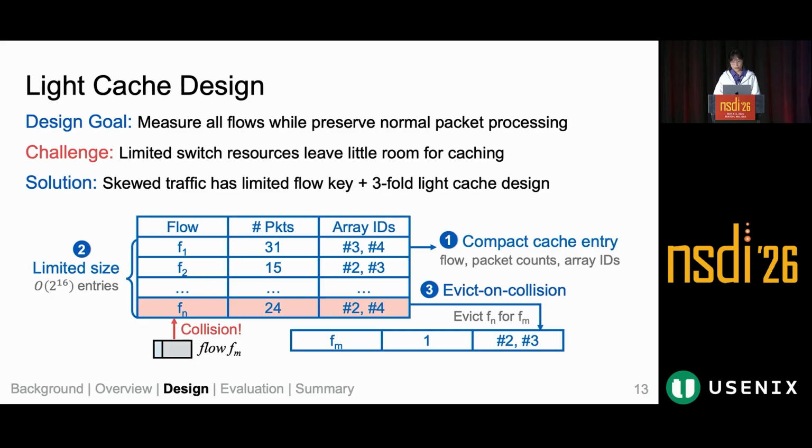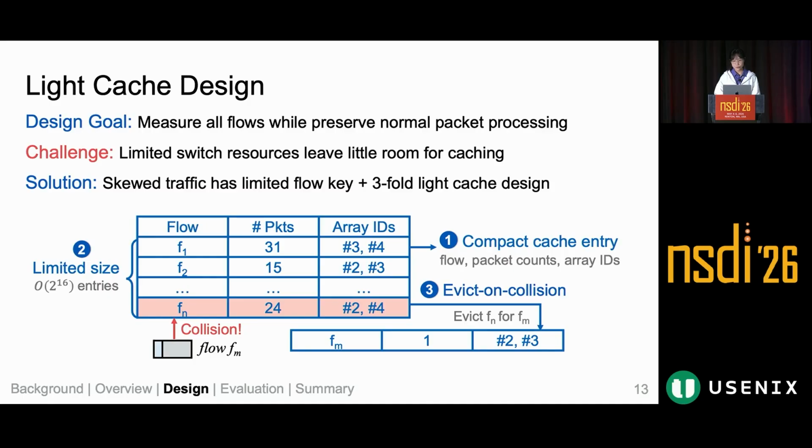The challenge is that switch resources are limited. We cannot simply cache every packet. So SketchPipe uses a lightweight cache based on the key observation that network traffic is skewed. The number of distinct flow keys is much smaller than the number of packets. Therefore, SketchPipe caches per-flow information.